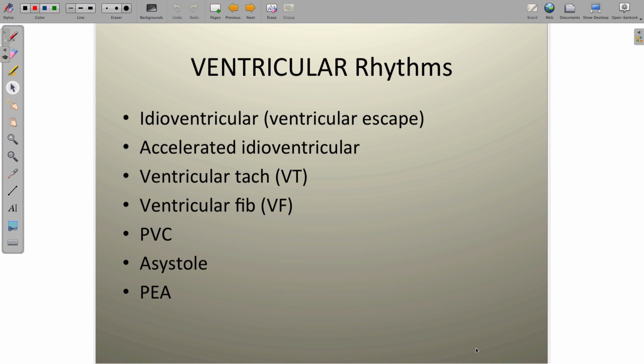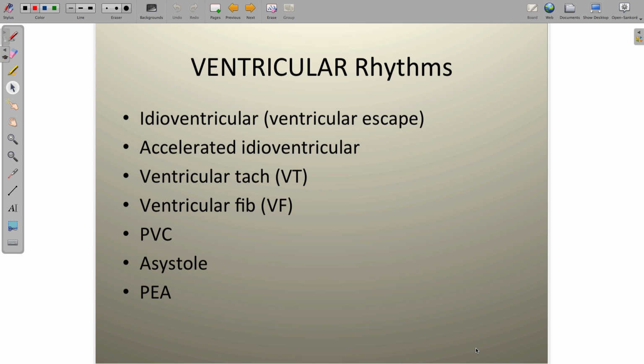All right, everyone, welcome back. Let's take a look at the ventricular rhythms in this video. So as we've done, we're going to start with essentially the baseline rhythm. In this case, it's going to be idioventricular rhythm. And then we're going to change the rates a little bit, and we're going to call them different things.